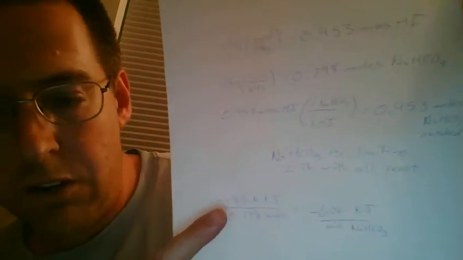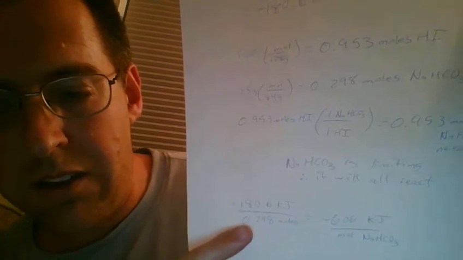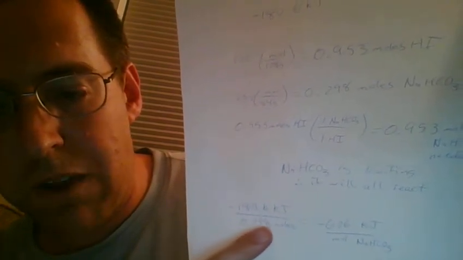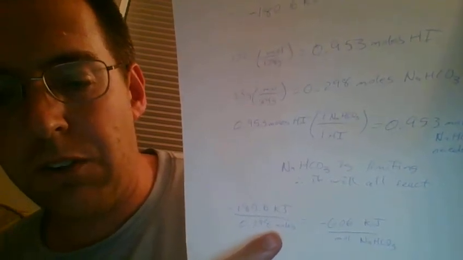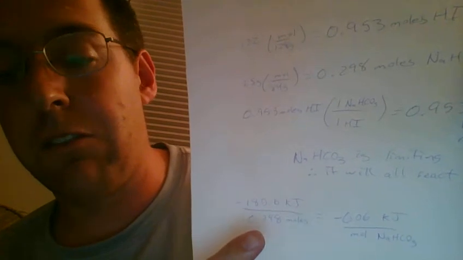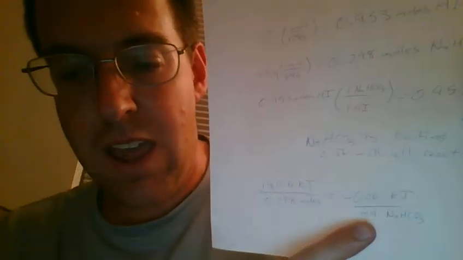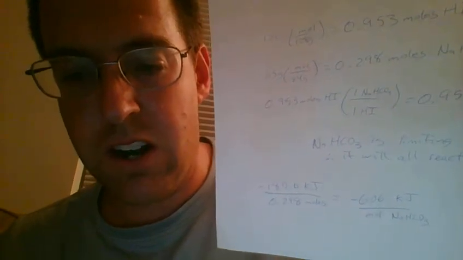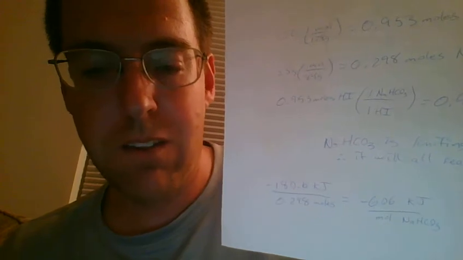So now what we can do is take our minus 180 kilojoules and divide it by the number of moles of sodium bicarbonate that are going to react here. We're asked to report it in terms of moles of sodium bicarbonate. Thankfully, in this case, the sodium bicarbonate is the limiting reactant, so we can use this number of moles. And we end up with this energy here, minus 606 kilojoules per mole of sodium bicarbonate.